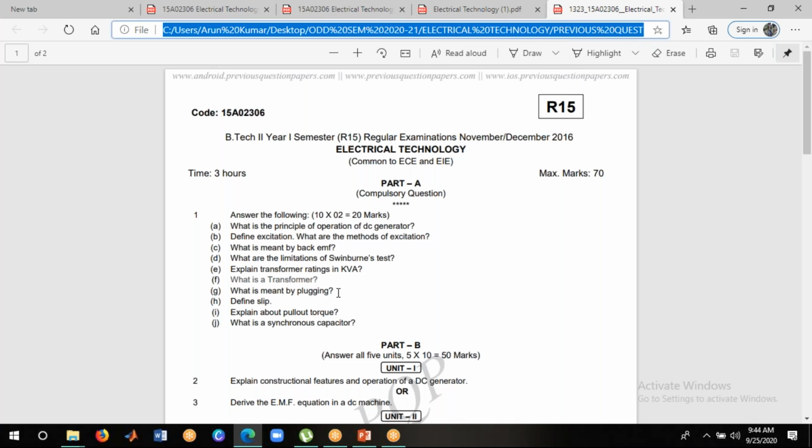Right. So this is the question paper which was asked in 2016. What is the principle of operation of DC generator?